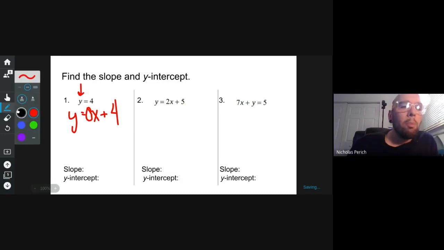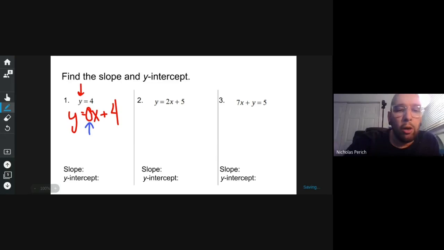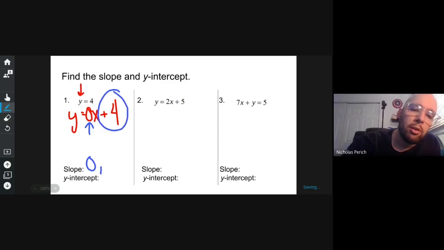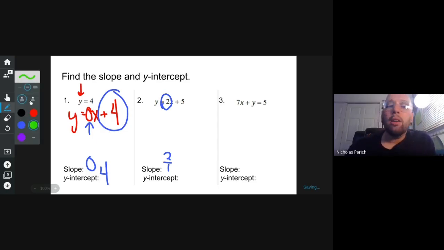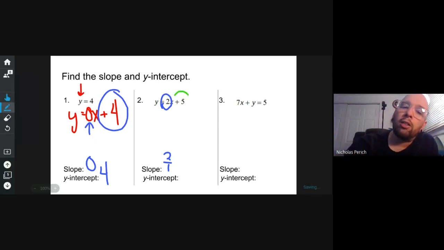So when y is all by itself, the number in front of x is the slope, so my slope is 0. And the number floating around is 4, the y-intercept. Easy when y is all by itself. Look, when y is all by itself, the number in front of x is my slope. So my slope is 2, or 2/1, I'll write. And the y-intercept is the number floating around all by itself, positive 5.